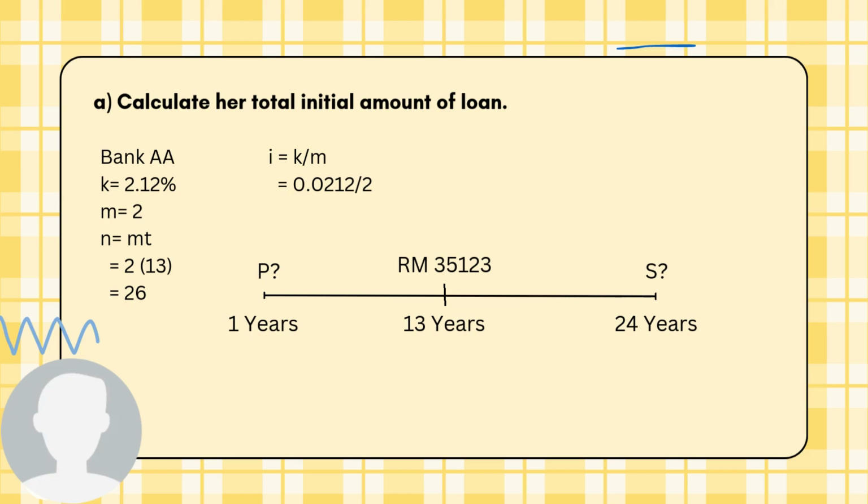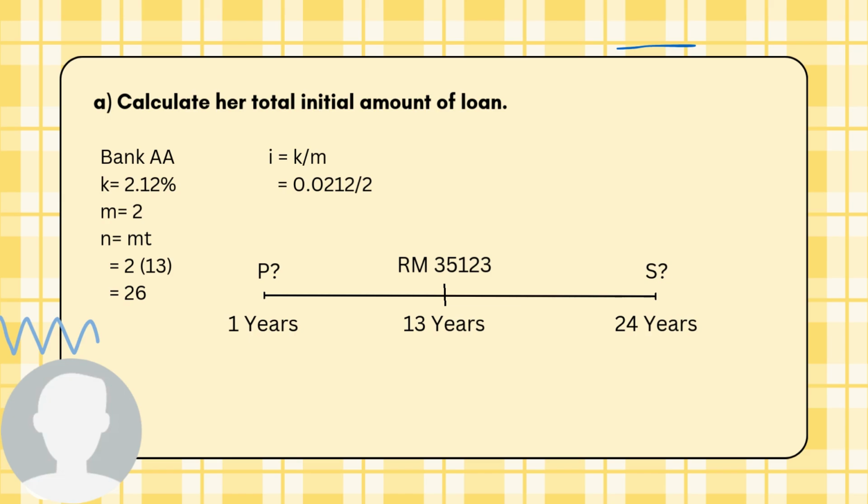Now before we calculate, we must break down what the question has given us. For bank AA, the K would be 2.12%, M is 2, and N is equal to 26, and the I is 0.0212 over 2. Now we have to draw a timeline, where we have to calculate P for the first year, and for the 24th year, we have to calculate the S.